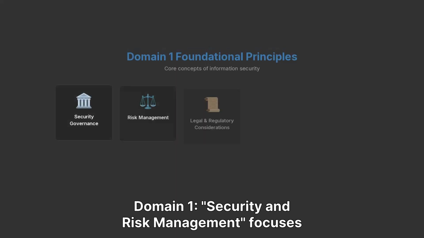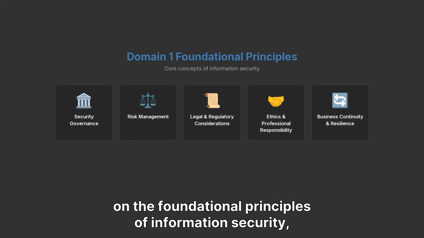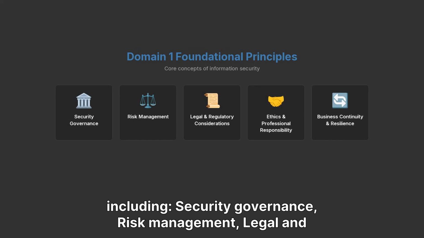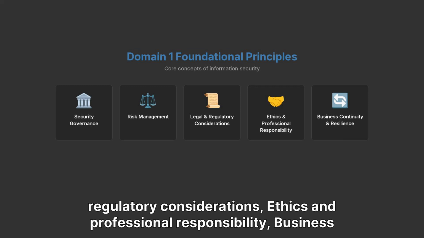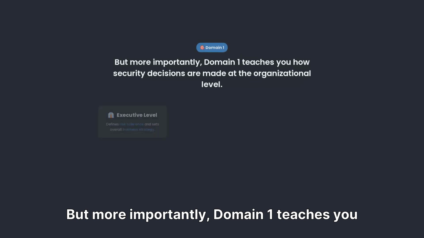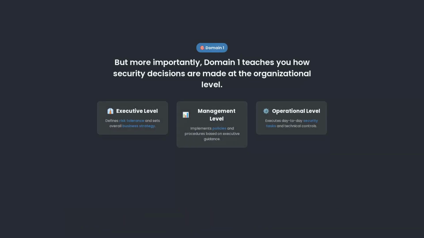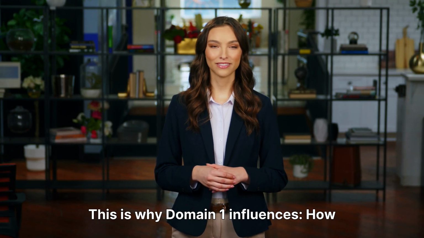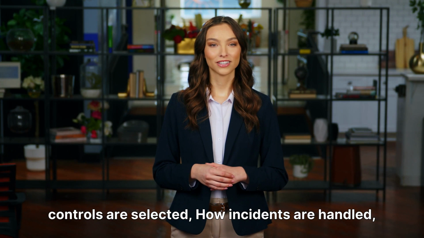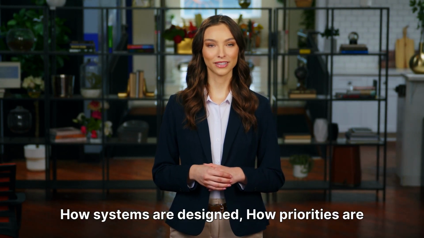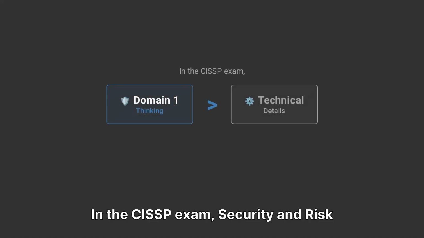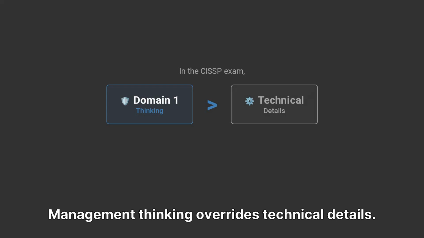Domain 1, Security and Risk Management, focuses on the foundational principles of information security, including security governance, risk management, legal and regulatory considerations, ethics and professional responsibility, business continuity and resilience. But more importantly, Domain 1 teaches you how security decisions are made at the organizational level. This is why Domain 1 influences how controls are selected, how incidents are handled, how systems are designed, how priorities are set. In the CISSP exam, security and risk management thinking overrides technical details.